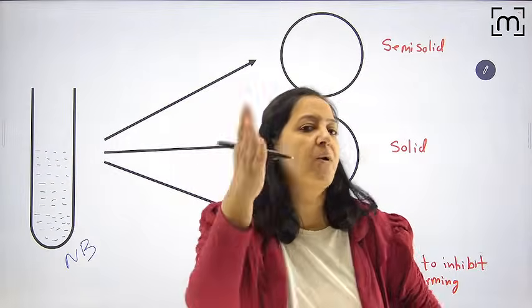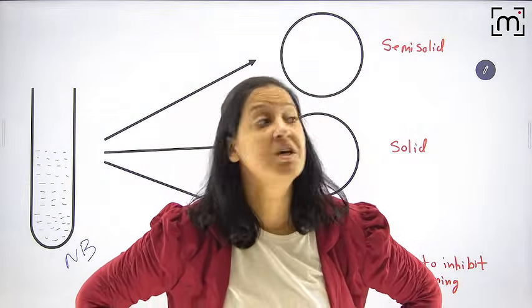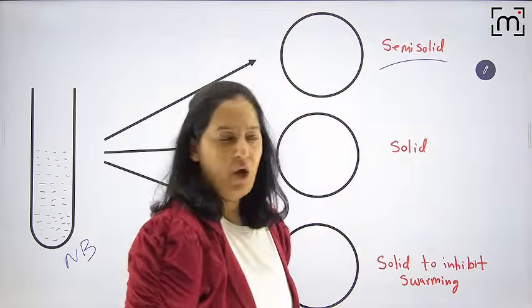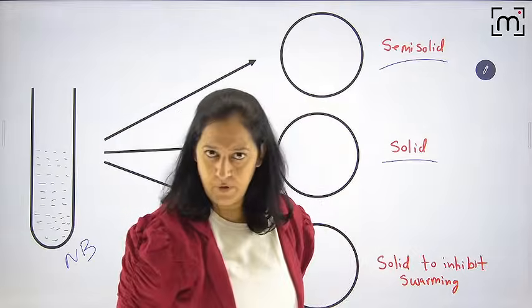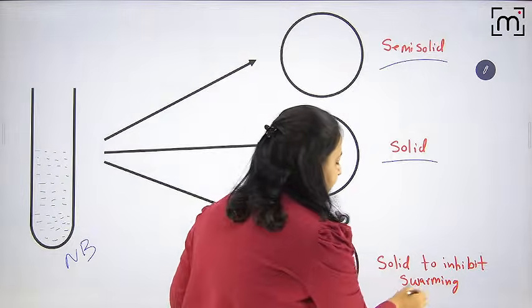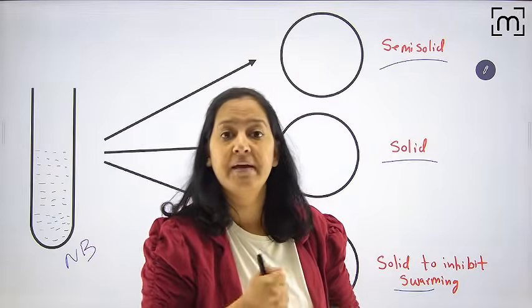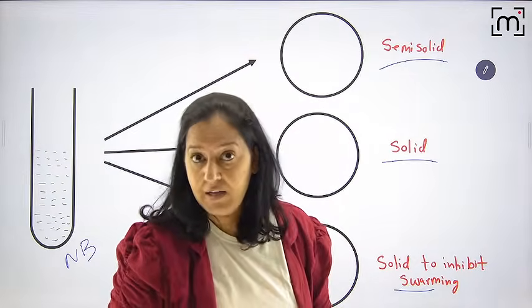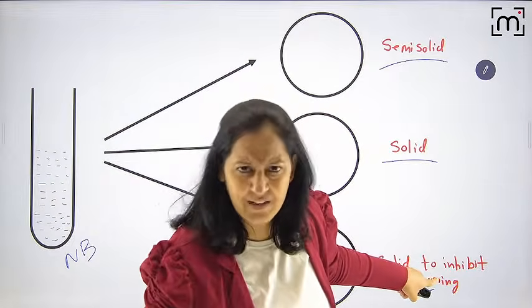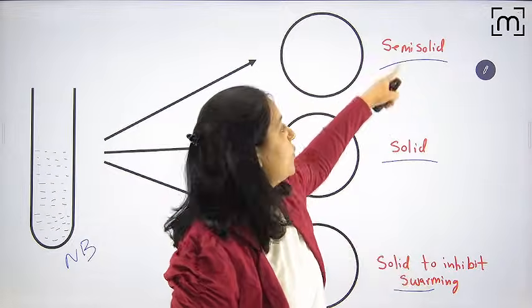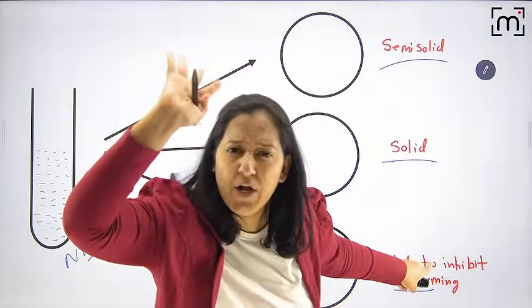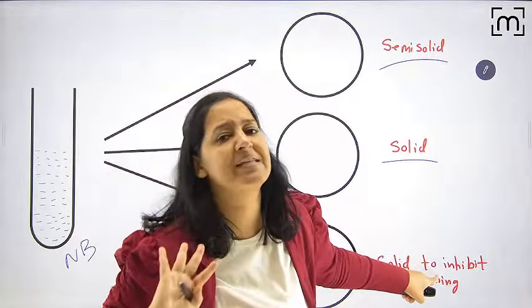How much solidification do you want? Do you want just semi-solid, or just solid? Or do you want stony hard? I told you what swarming is. Swarming is the waves produced by fast runners, like Proteus. But when it becomes very hard, those waves are not produced. So you want semi-solid, solid, or stony solid, very hard, so that even swarming is inhibited.